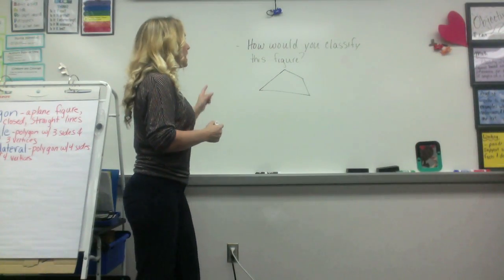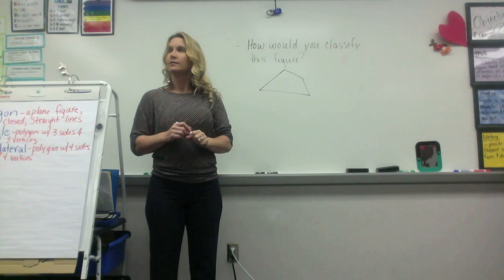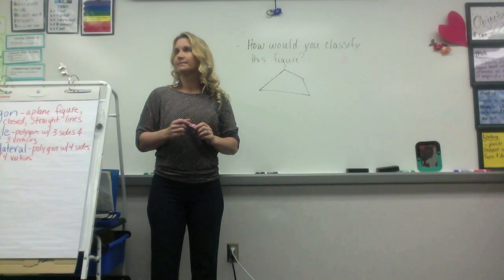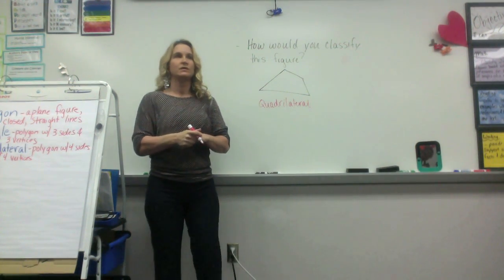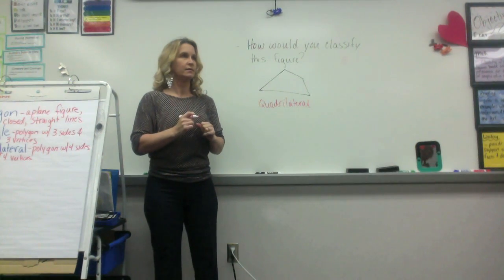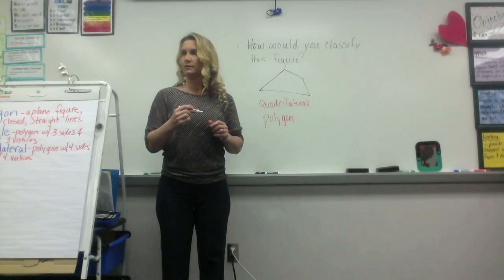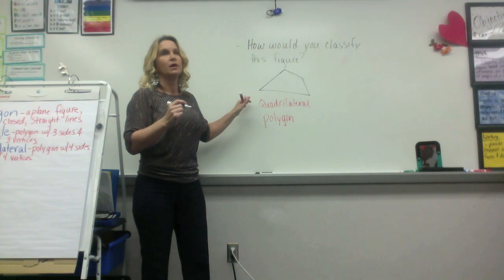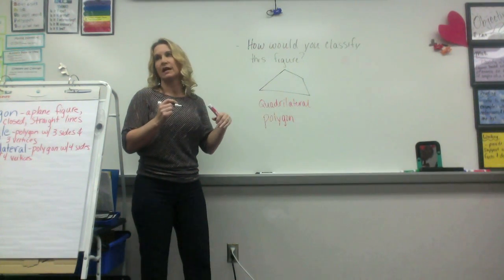Okay, Rachel, how would you classify this figure? What is one way you would classify it? Okay, what's another way we can classify it, Jaden? Rachel said quadrilateral. Why do you think she classified it as a quadrilateral? Brian? Four corners and four sides.